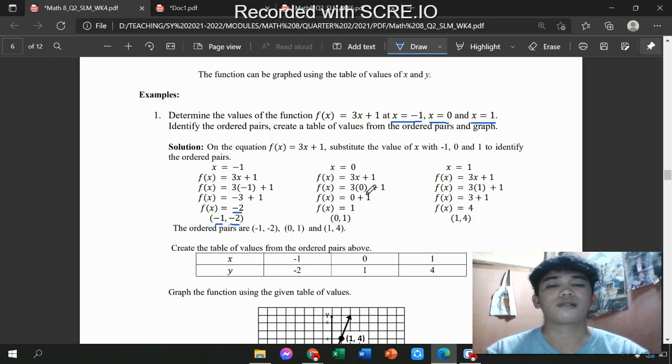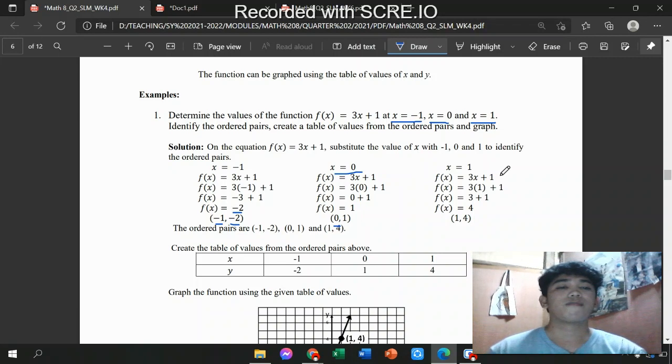Then ang x mahimong 0. 3 times 0 plus 1. 3 times 0, mahimo siyang 0 plus 1. So f of x equals 1. So we have here x na to is 0, then y is 1. So manay atong second ordered pair.